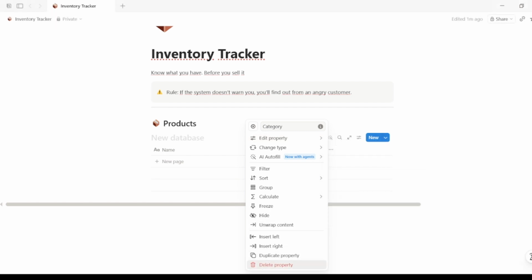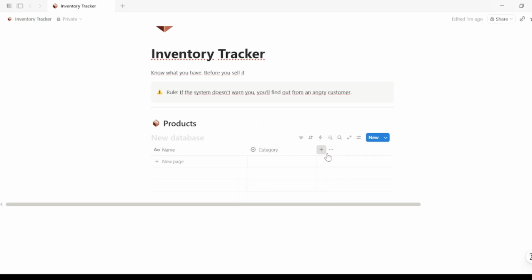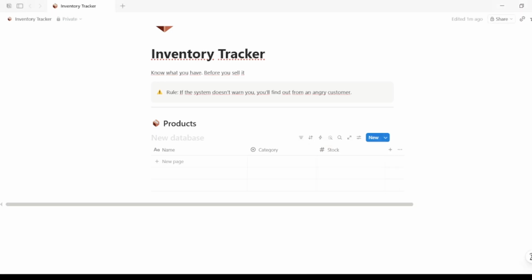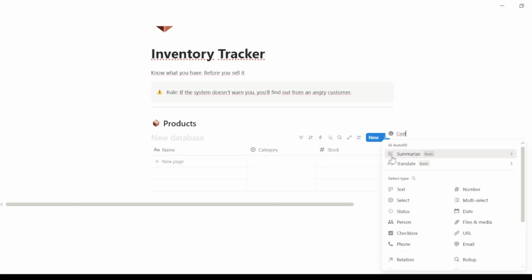Then stock, a plain number. How many units exist right now physically in his workshop? Not how many he thinks he has, not how many he ordered supplies for, how many he could ship today if someone bought them. Cost and price, both formatted as dollars.